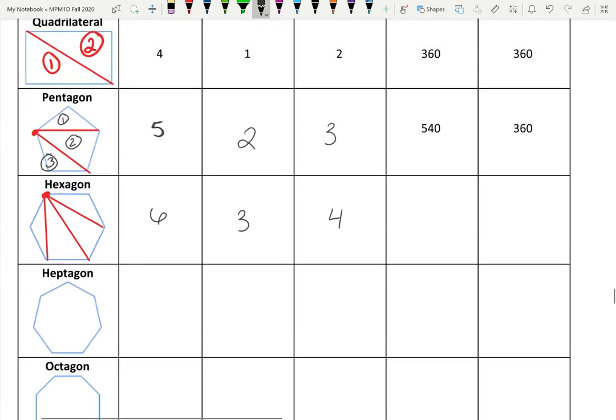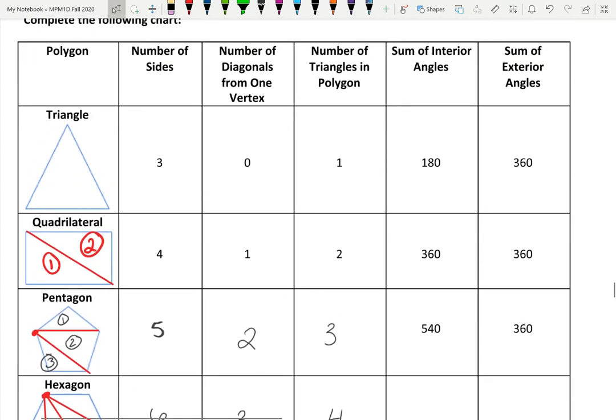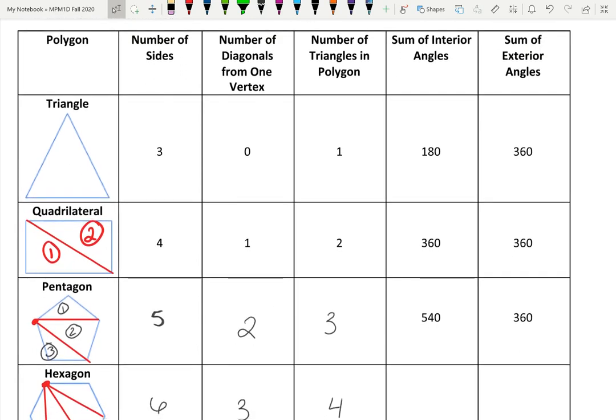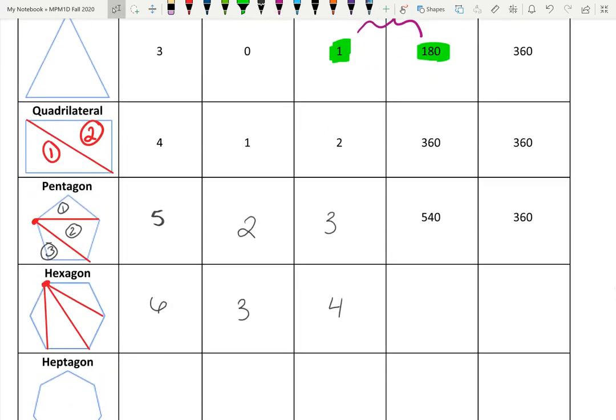Okay, so here in this row, we actually have to fill out the sum of interior angles and sum of exterior angles. So there is a pattern that's occurring here. So the number of triangles that you can create in a polygon, if you multiply it by 180 degrees, you will actually end up with the sum of interior angles. So 1 times 180 is equal to 180. Let's try for this one. So the quadrilateral, if I multiply 2 times 180, you'll get the sum of its interior angles.